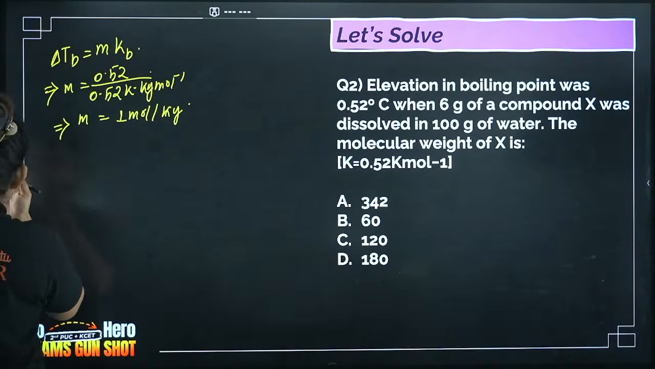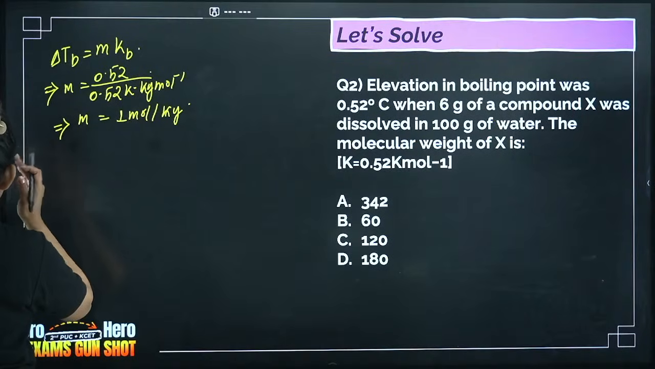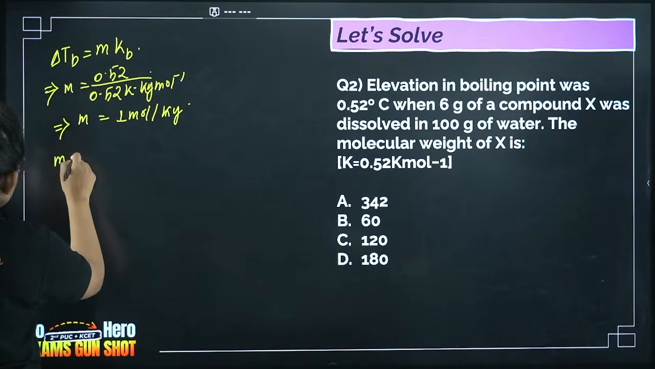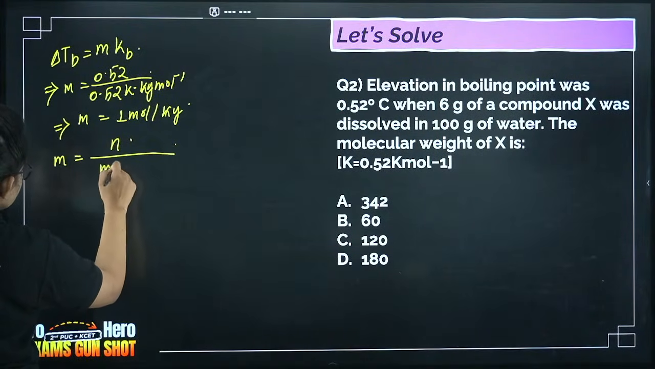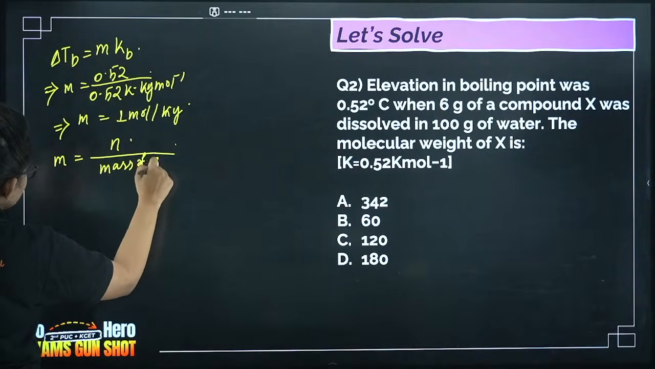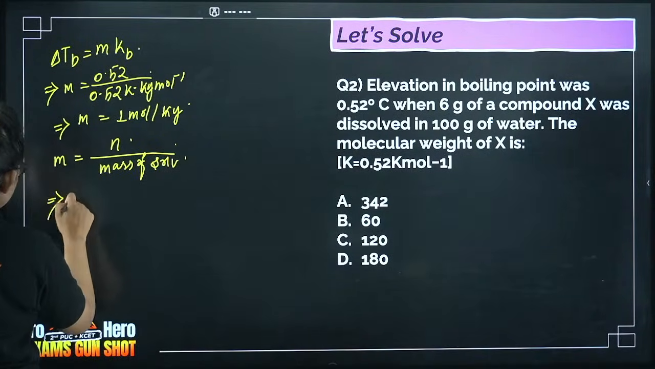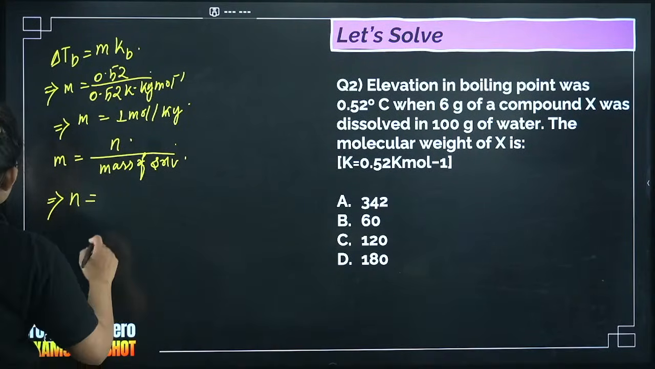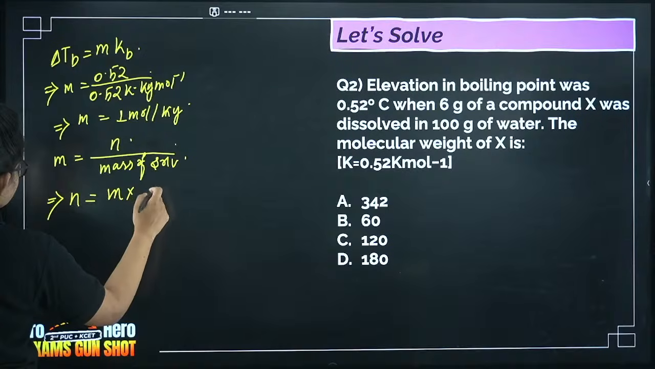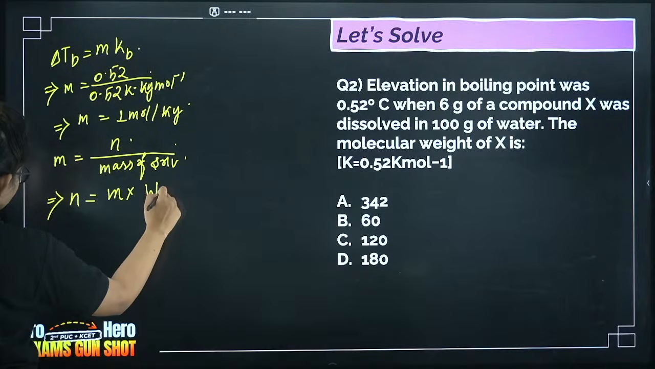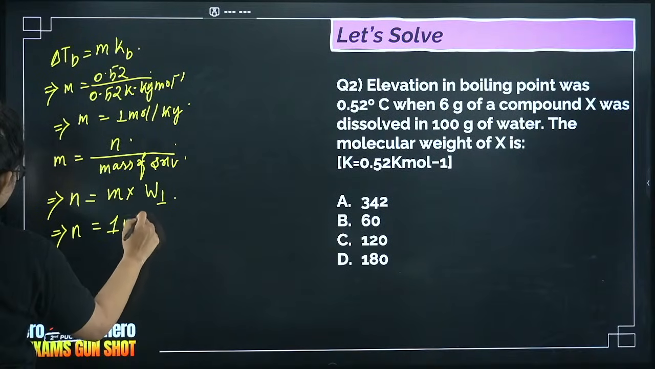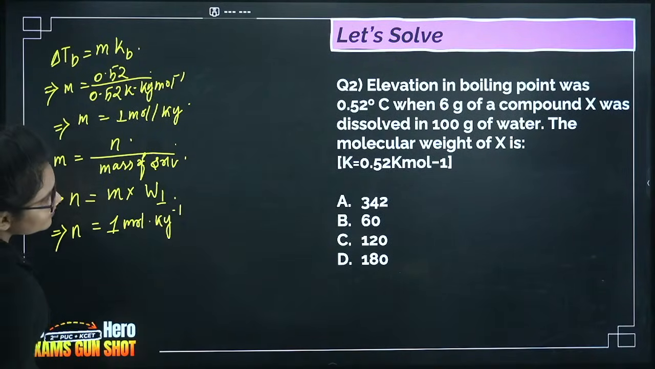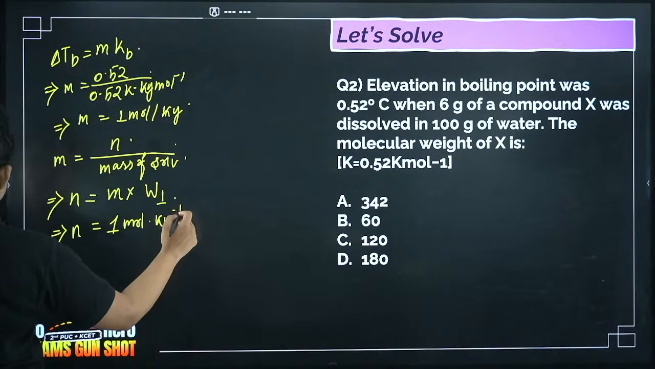So from there if we just put the formula out there, molality is basically equal to number of moles divided by the mass of solvent, right? From there if I want to find out n, number of moles, that will be molality into mass of solvent. Okay, that I am taking as W1. So n will be equal to 1 mole per kg into mass of the solvent, which is given as 100, right?